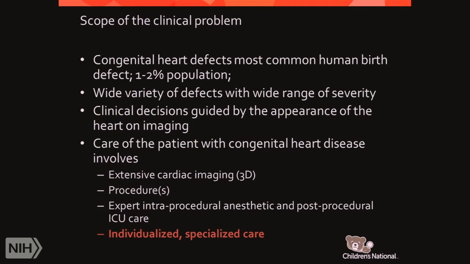And so what we have are patients who require a fair amount of care, and each aspect of their care is a bit complicated. They require extensive cardiac imaging and often special 3D imaging. They often require procedures, which can be in the cardiac catheterization lab or in the operating room. They require expert intraoperative anesthetic care as well as postoperative ICU care. What this all boils down to is, I believe, they need individualized, specialized care.